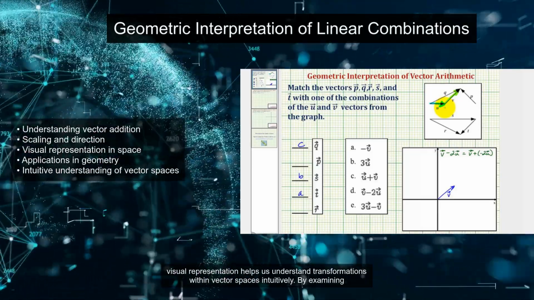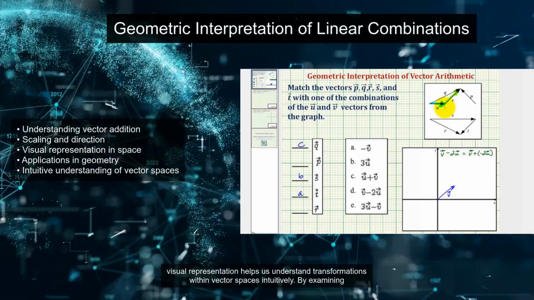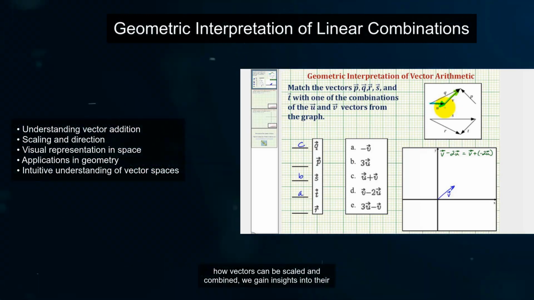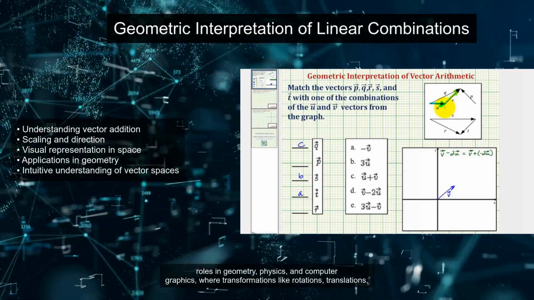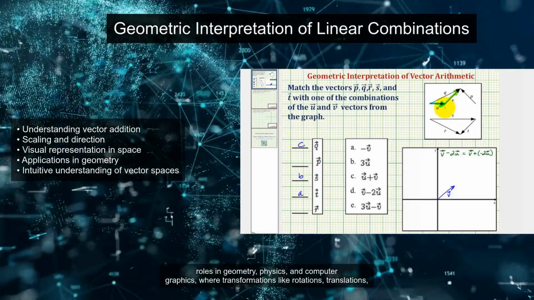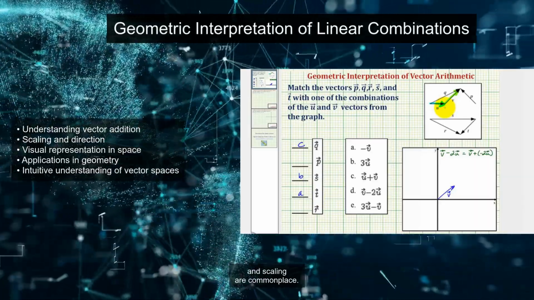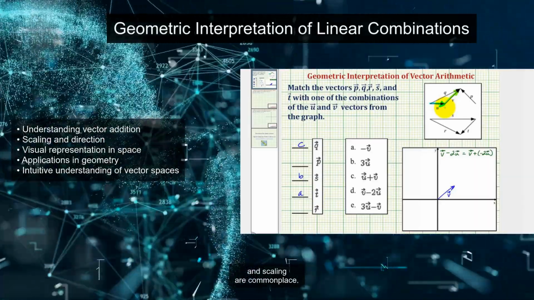This visual representation helps us understand transformations within vector spaces intuitively. By examining how vectors can be scaled and combined, we gain insights into their roles in geometry, physics, and computer graphics, where transformations like rotations, translations, and scaling are commonplace.